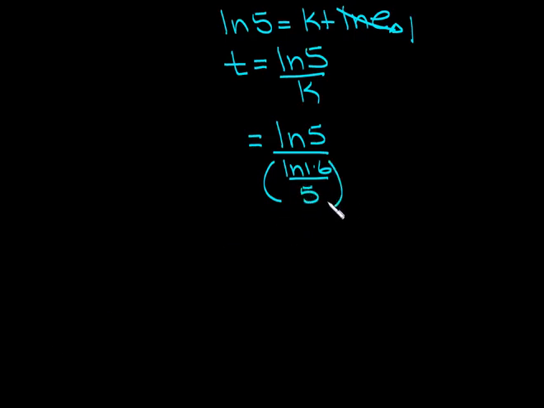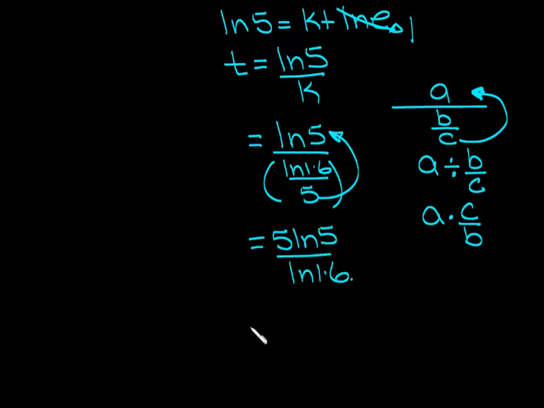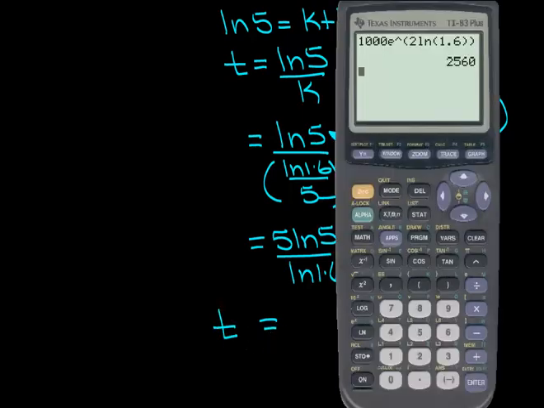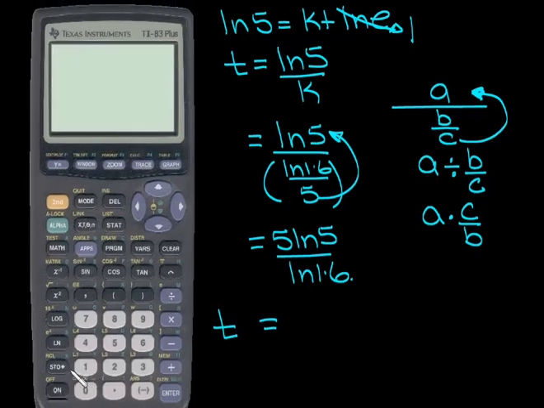Just so you guys know, when you have a divided by b divided by c, that's a divided by b over c. You change the division to multiplication and flip the second fraction, so you get ac over b. Basically the c flips and goes to the top, so this 5 will go to the top. You get 5 ln of 5 divided by ln of 1.6. So let's punch this into a calculator and see how long it'll take for the population to reach 5,000. Okay, so we have 5 ln of 5 divided by ln of 1.6.